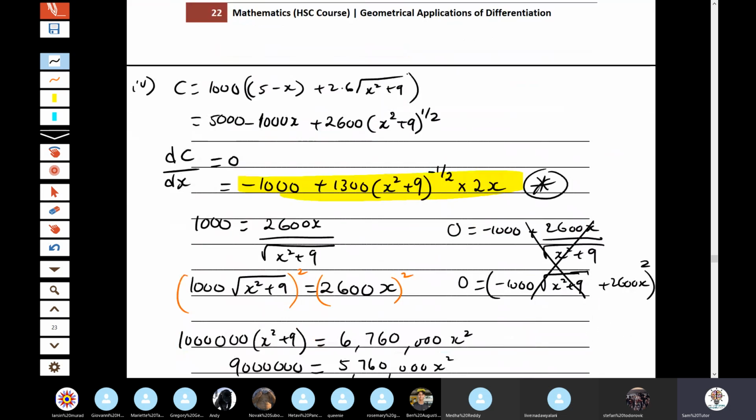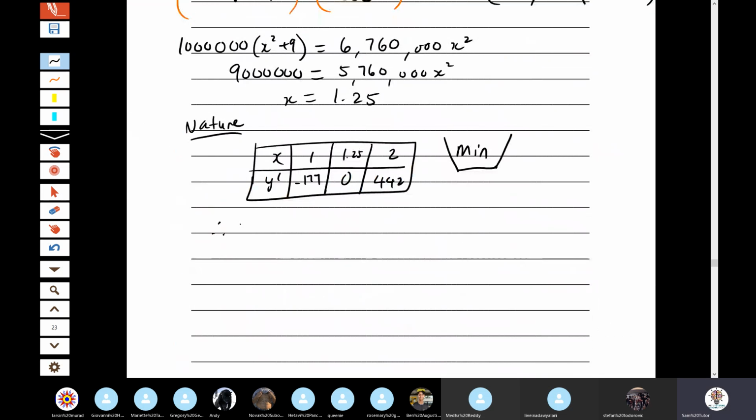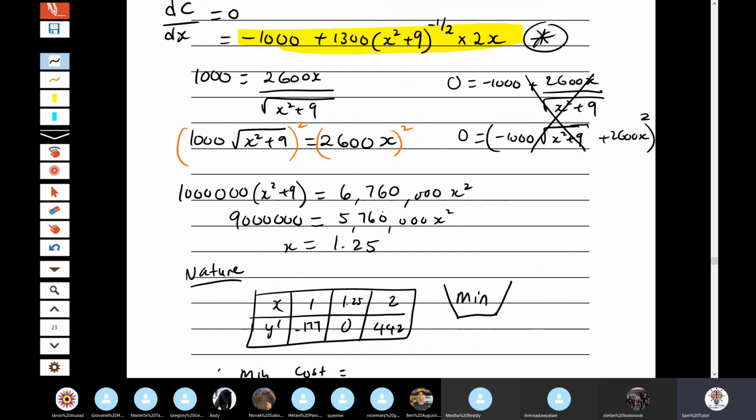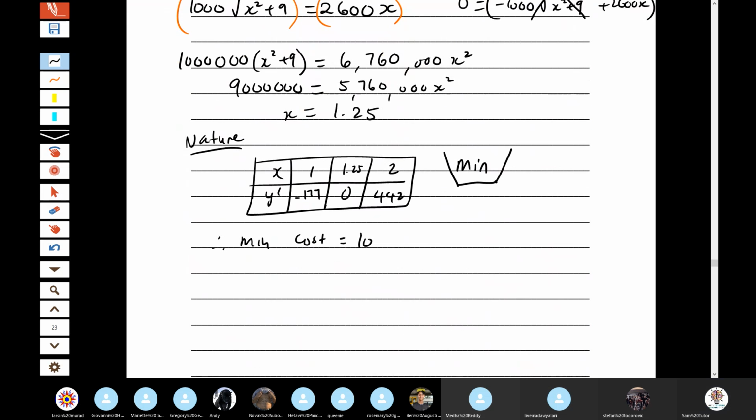So let's go find what the minimum cost is. Therefore, min cost equals, can you tell me the equation that we had for cost? 1,000 bracket 5 plus 1.25, plus 2.6 square root of x squared plus 9. All right, let's go work out what that number is and see what the minimum is. Root of 1.25 squared plus 9, times 1,000. So the minimum you can ever get it to is 12,200.